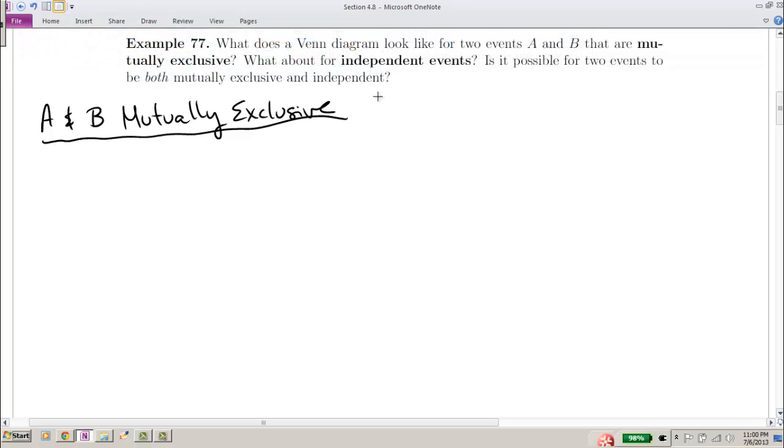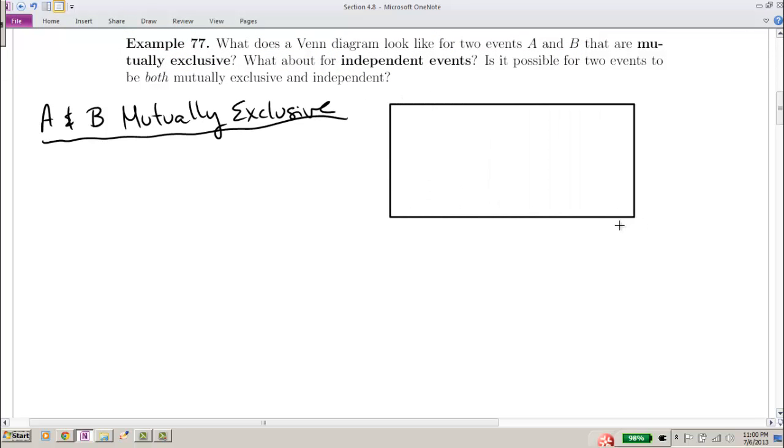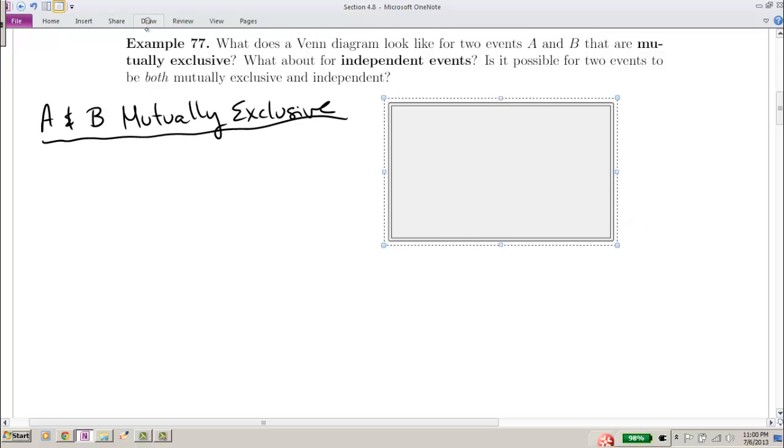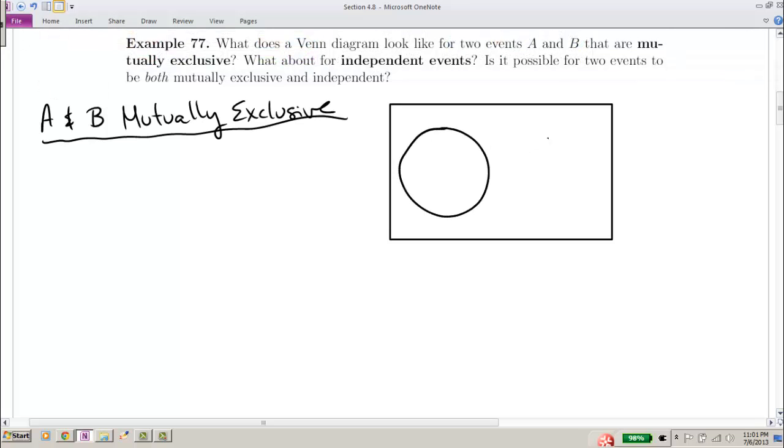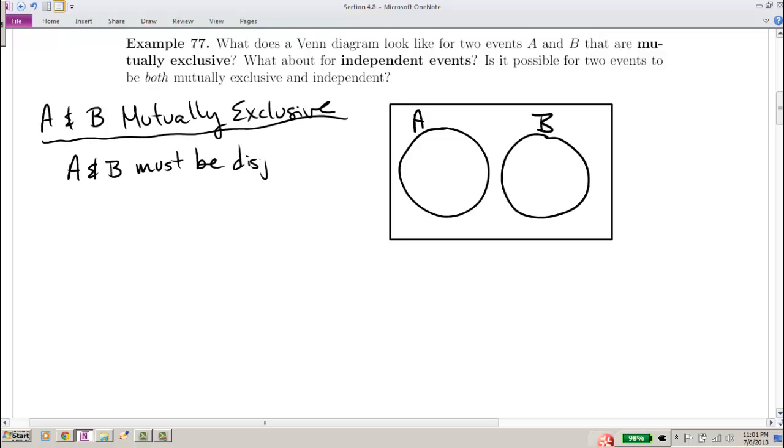So if A and B are mutually exclusive events, then their Venn diagram cannot allow for A and B to overlap. Right? Remember that if they're mutually exclusive, A and B must be disjoint. Or in other words, their intersection must be empty. So they can't overlap at all.